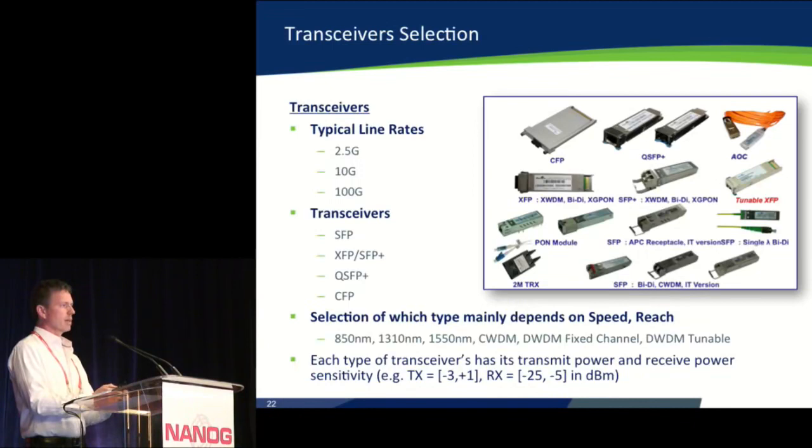850 nanometer would be a client interface running on multi-mode fiber, whereas the 1310, 1550 would be running on the line side. The transceiver has a transmit power spec and a receive power sensitivity. So on transmit, it'd be anywhere from -3 dBm to a +1. And the RX does vary depending on the transceiver, from anywhere from -25 to -5.